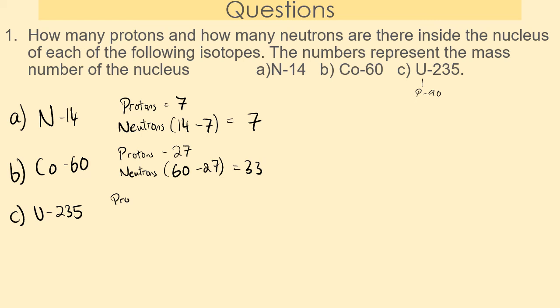For C, uranium 235, I've got my protons. I told you earlier it was 90. That's not on your periodic tables, your little ones. And the neutrons, I will do my mass number 235. It should be 92, shouldn't it? Very, very sorry, that's me messing up. 92 protons for uranium. 235 minus 92 equals 143. Well done if you got those correct.